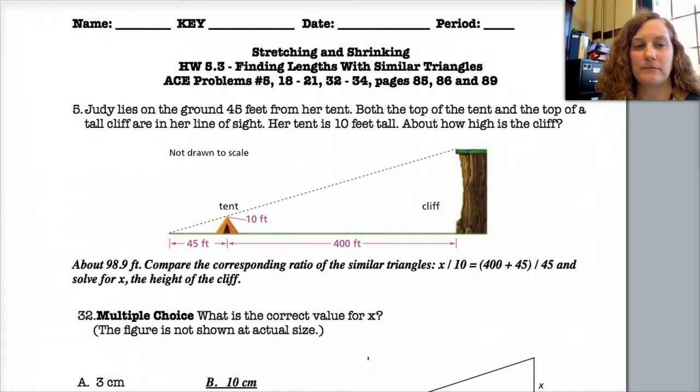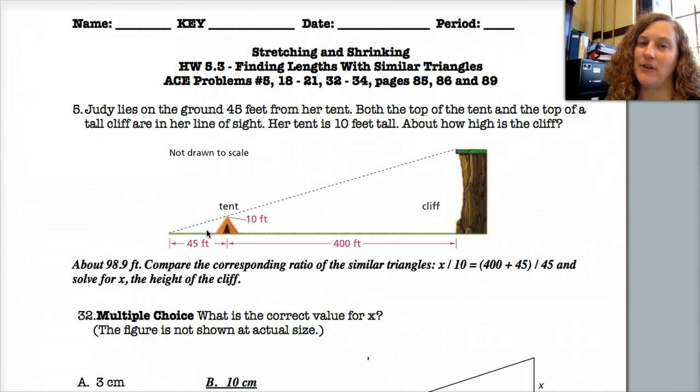Judy lies on the ground 45 feet from her tent. Both the top of the tent and the top of the tall cliff are in her line of sight. Her tent is 10 feet tall. About how high is the cliff? So this is similar to the stake example that we did in class, but she's using her line of sight rather than actually physically putting ropes in a stake out. So we have two similar triangles.